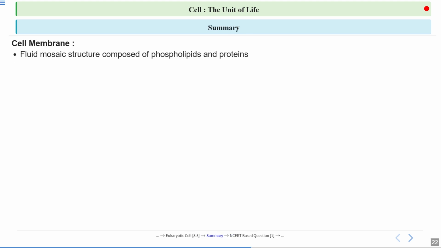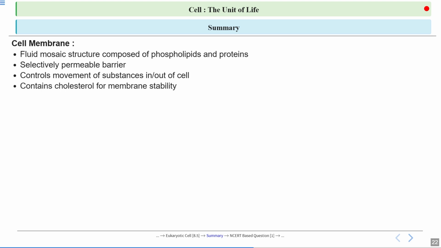Okay. Now let's summarize this entire lecture. We talked about the fluid mosaic structure of the plasma membrane. The fluid mosaic structure is composed of phospholipids and proteins. So a lipid bilayer is present, with two layers of phospholipids. The plasma membrane is selectively permeable. It controls movement of substances in and out of the cell. It contains cholesterol also for membrane stability. It has membrane proteins also for various functions.